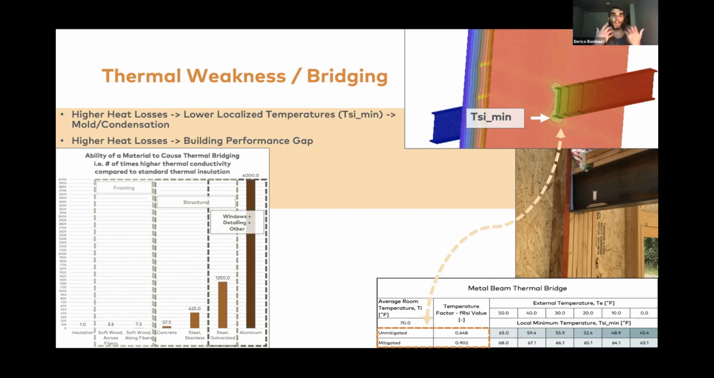So if you're talking with your structural engineer, you definitely want to check any concrete or steel cut into your building envelope. And if you're looking at windows or detailing, even just your flashing, you do want to be very careful about any metal penetrating your insulation. This is not about energy efficiency. This is about avoiding mold and condensation first and providing high quality buildings to the occupants.